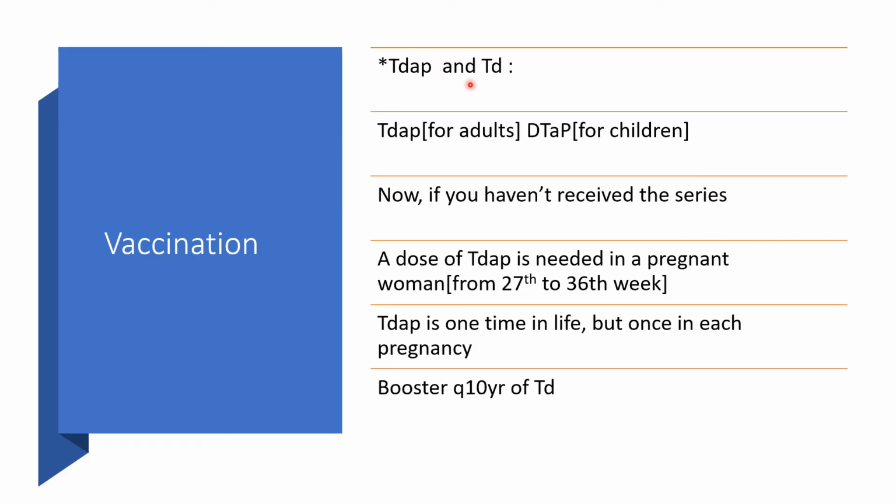Now, Tdap and Td. Tdap for adults, Dtap for children. Now, if you haven't received the series, you need Tdap right now. A dose of Tdap is needed in a pregnant woman from the 17th to 36th week of the pregnancy, and is expected in each pregnancy. Tdap is one time in life, but once in each pregnancy for pregnant women. You need a booster every 10 years, but that time is not going to be Tdap, it will be Td every 10 years.